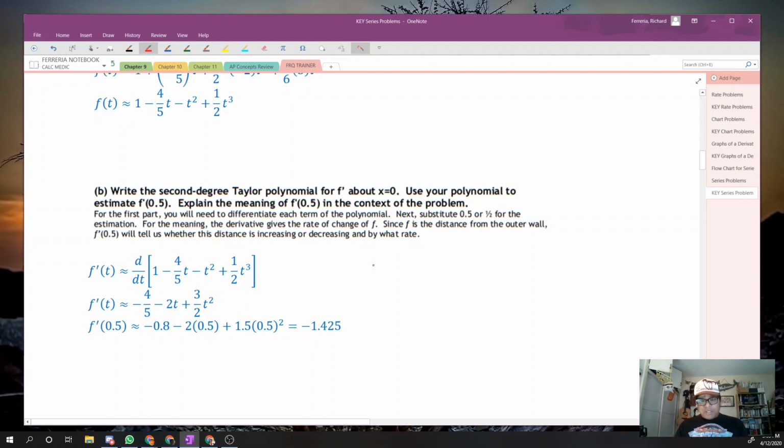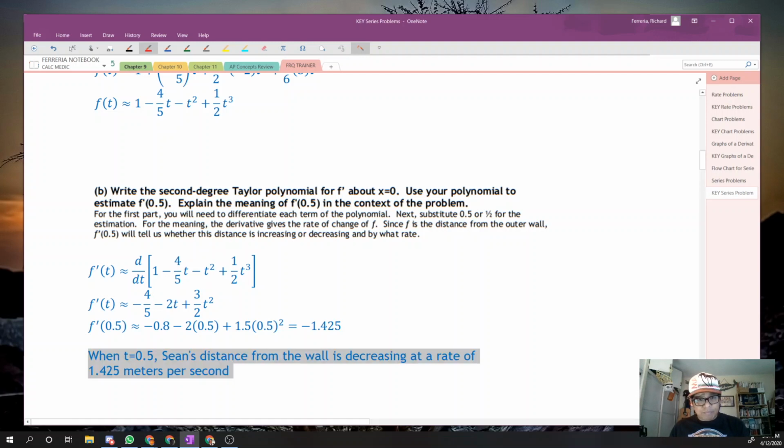So what is the meaning of negative 1.425? If you take a look at what this is, you're looking at the derivative. So the derivative represents a change. This is the change in f. More specifically, when t equals 0.5, f is changing at a rate of negative 1.425. All you got to do is put some context into that and, of course, some units.